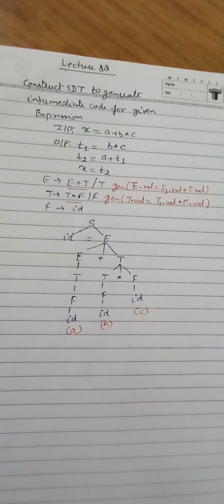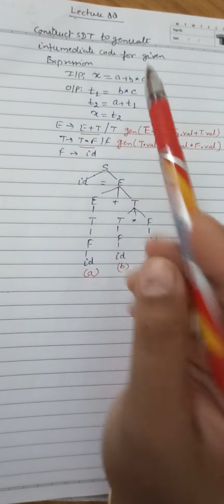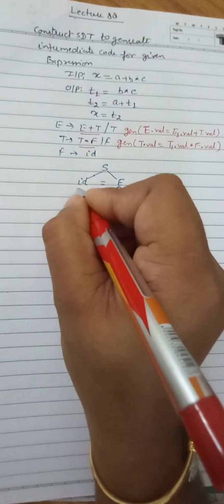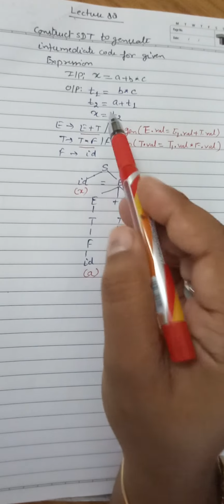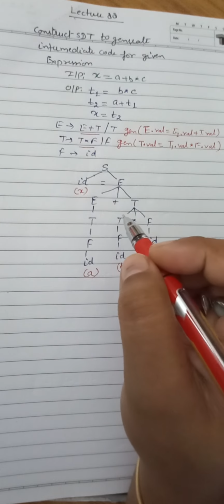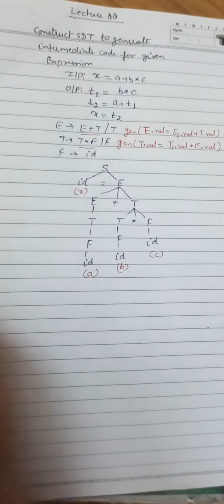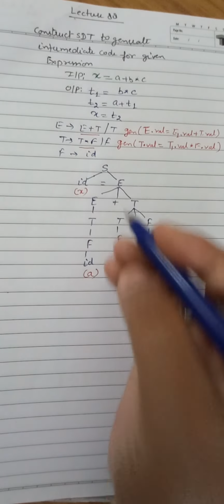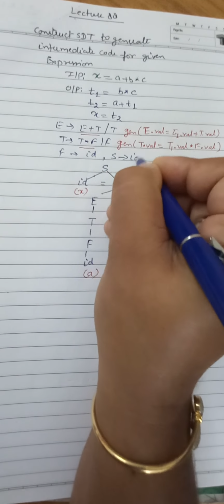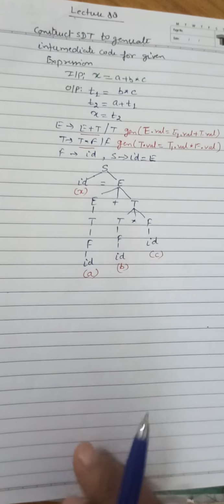So now we will see here in this tree, according to the input x is equal to a plus b into c. That's why we have written S, id is equal to E, and id is what? x, because we need to assign the whole value into x. So we have written S, id is equal to E, or we can say in this grammar also we have S tends to id is equal to E. We have this start symbol in this grammar, so that's why we have started like this.